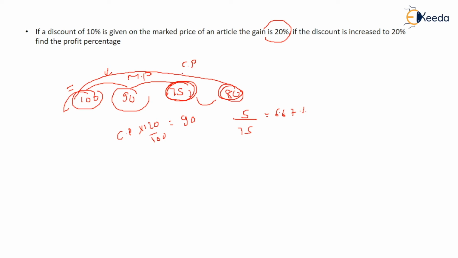So actually the cost price was 75 rupees. And if the discount is increased to 20%, now he is giving a discount, so 80 rupees he is giving now for this product. So what is the profit percentage? The actual price is 75, and how much is he selling it for now after the 20% discount? At 80 rupees he is selling, 5 rupees he is gaining, and he invested 75.